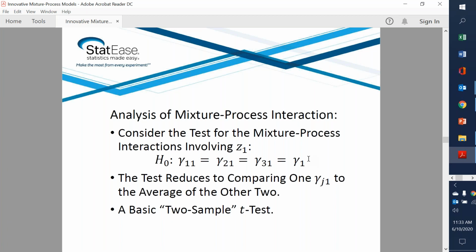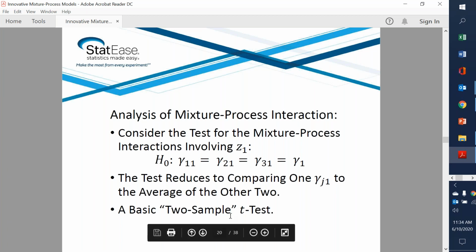And Design Expert is really good about this. It locks it in. If you're looking at the test on a pure component, you don't compare that to 0. In fact, Design Expert is good at hiding how to do the test, but it's a test back to average. So ultimately, this test reduces to comparing one of these to the average of the other 2. It's a basic 2-sample t-test, and there are ways to automate that, but that's the idea here.